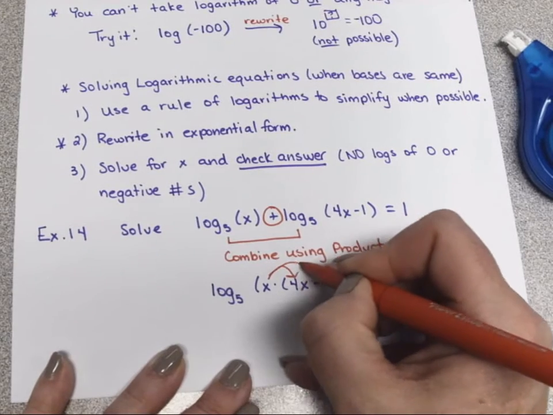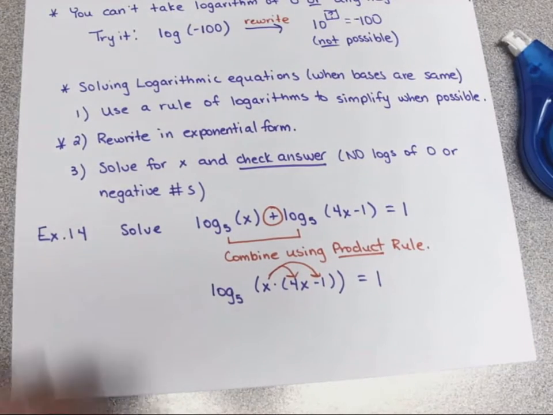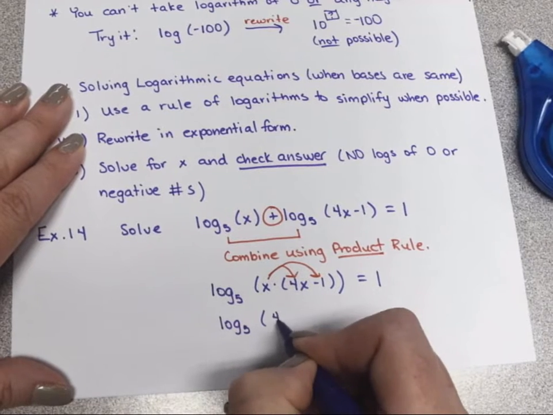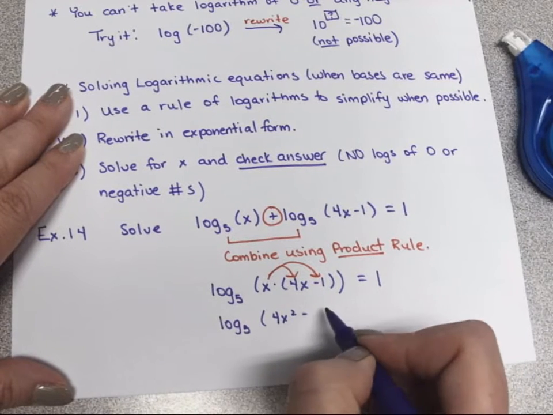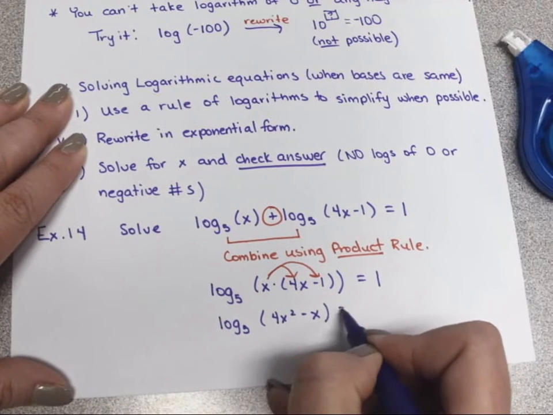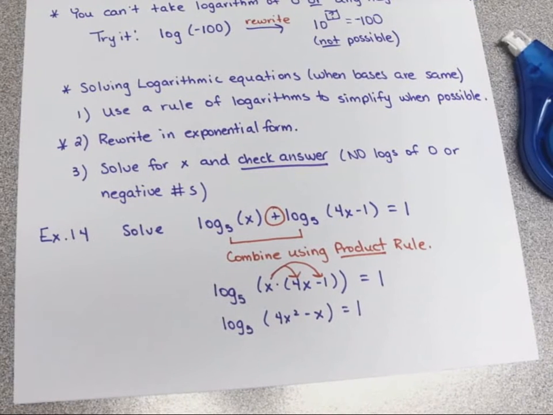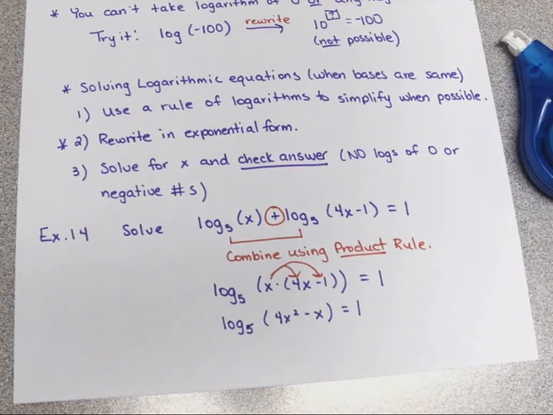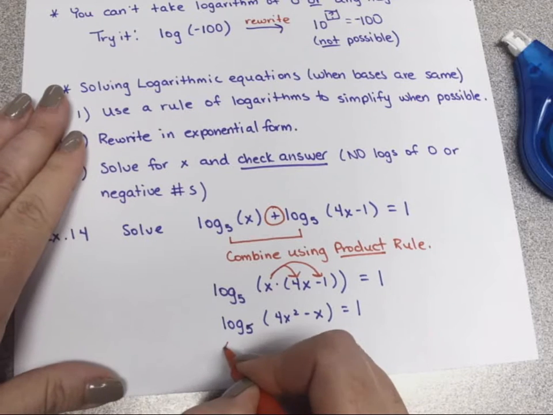So ignore the logs for this part, right? Now you just need to use distributive property. So you're going to get the log base 5 of 4x squared minus x equals 1. So notice we did step 1, right? So what's step 2 say to do now?